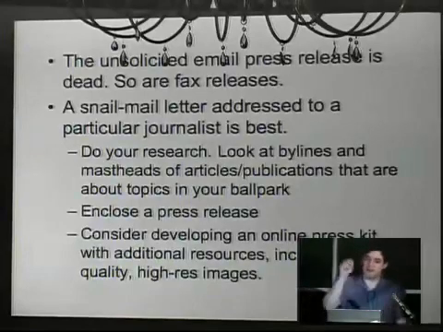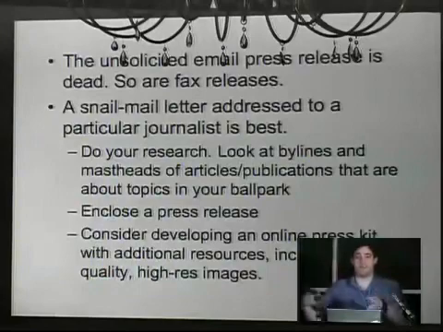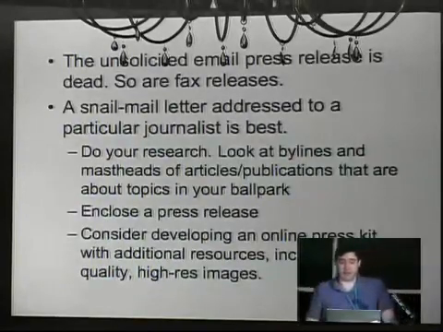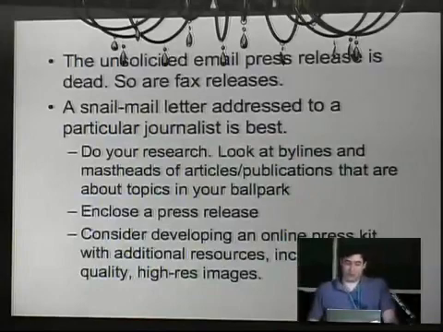You don't do any of this. You just write their name on an envelope and people will be paid to transport that into their hands. Look at bylines and mastheads. Put in a press release.